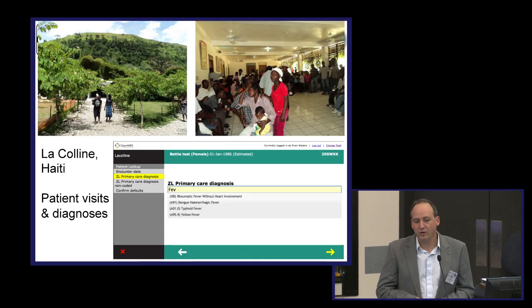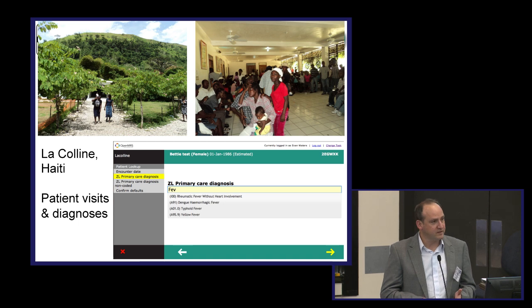This is another example of an implementation of the system, and this is actually a Lacoline hospital in rural Haiti. This system has been adapted in a slightly different way, having started really with a focus more on HIV and drug-resistant TB and the chronic disease management model. This is actually looking at episodic care. It's really kind of all the primary care visits for the clinic.